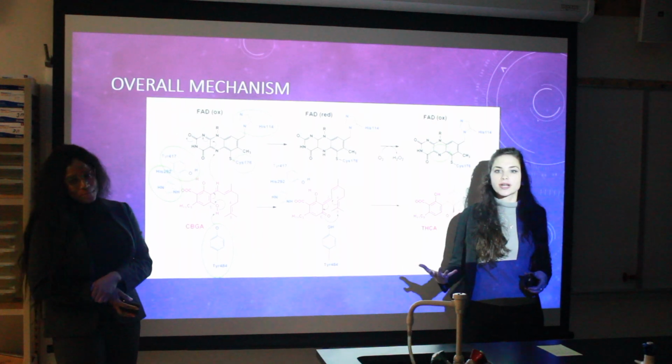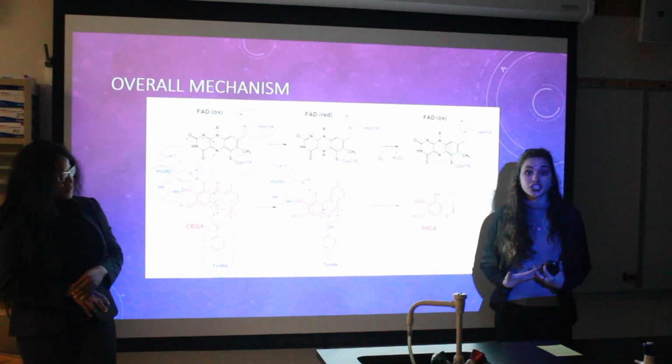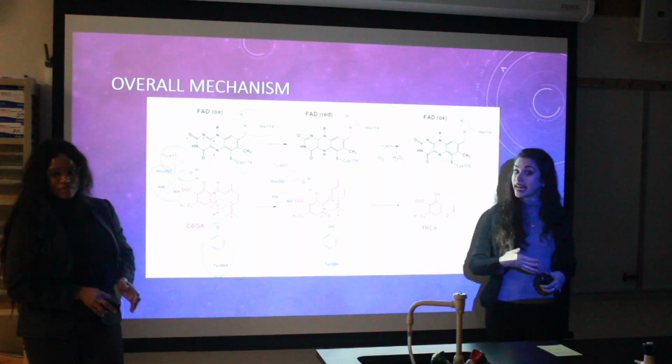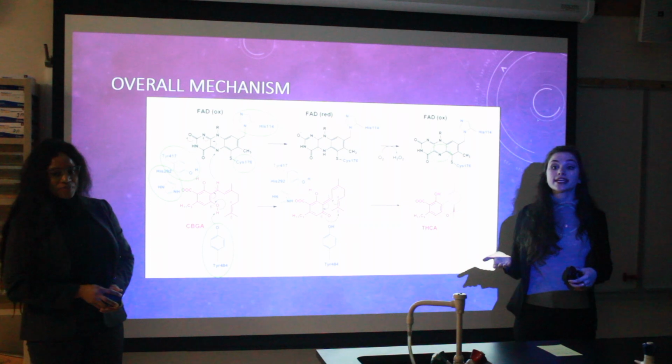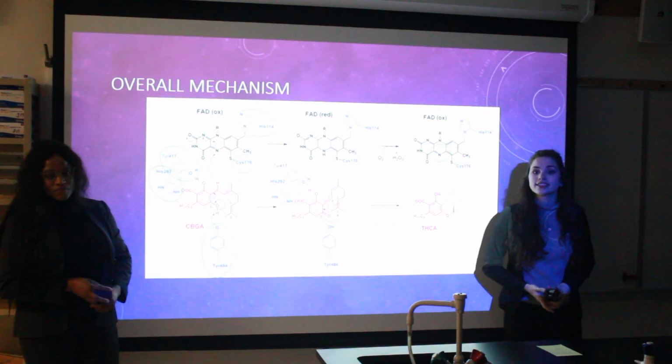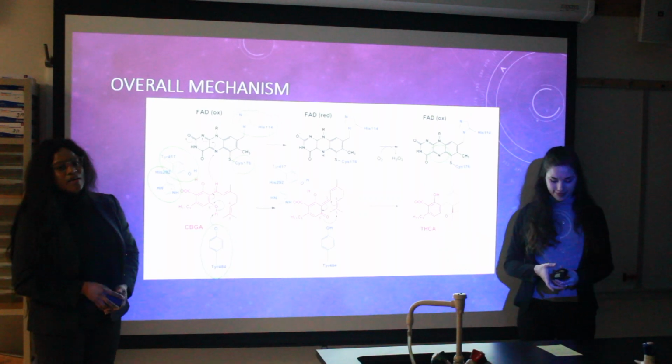Now, as the hydride transfer and the deprotonation occur, it actually brings the molecules into position to line up carbon 4 and carbon 8 of CBGA to approach carbon 3 and oxygen prime 6, which will subsequently cyclize the molecule into the desired product, THCA.